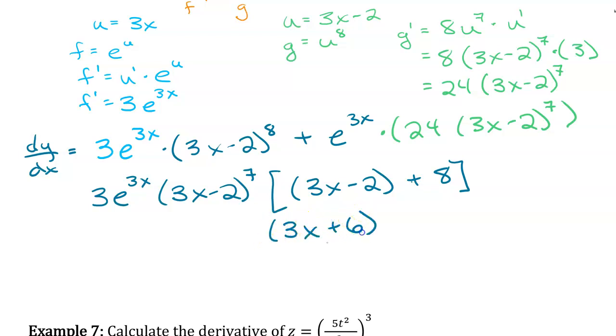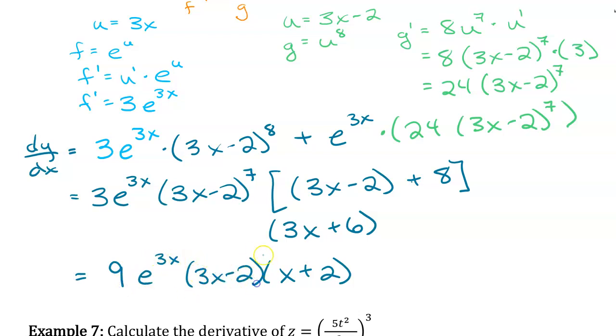so that would give us 3x plus 6, and hey, we can actually pull out another GCF of 3 from there, so that would give us x plus 2, pull out the 3 and multiply it to the 3 in front, so that would give us 9 e to the 3x times 3x minus 2 to the 7th, and then times x plus 2.